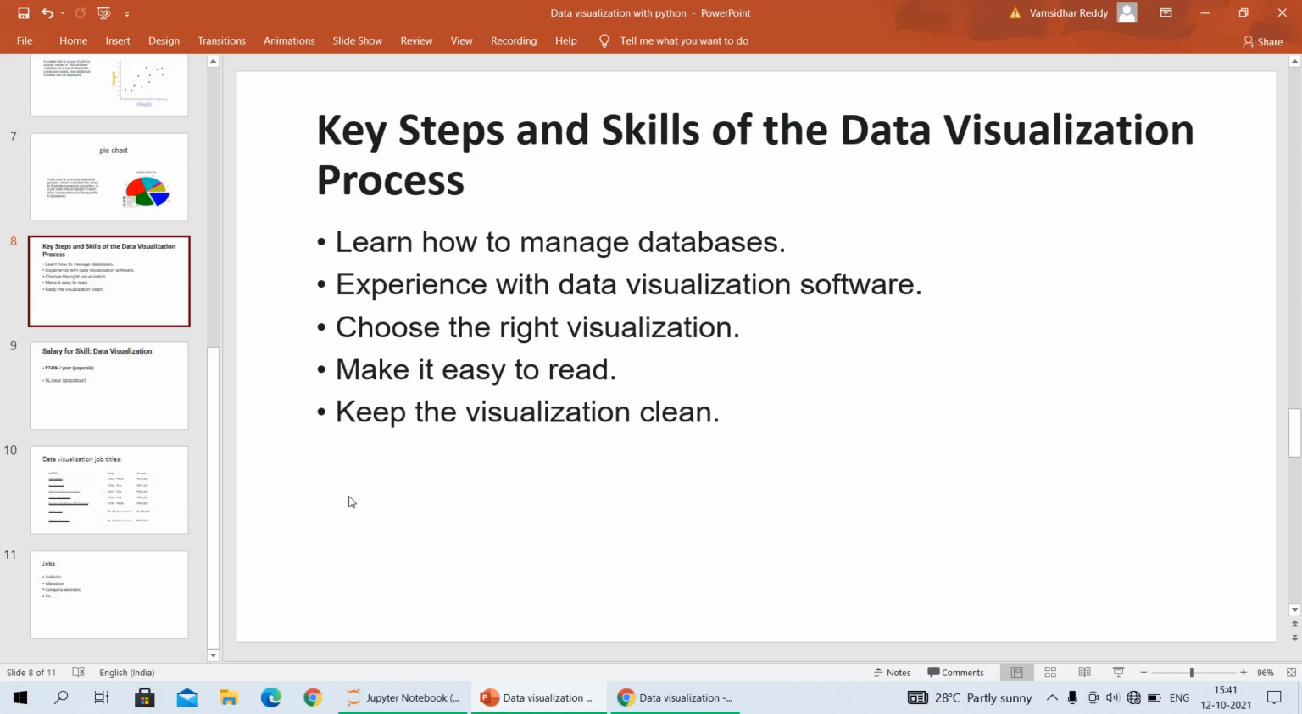You want to attract people and you want to attract your clients, so work on some related projects. Only at that time can you improve your power and your skills. And the fourth thing is make it easy to read. Make it easy to read.